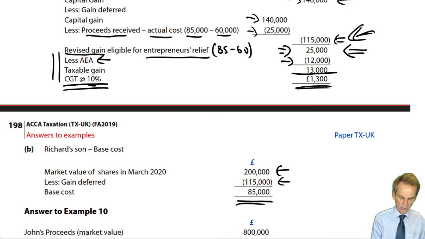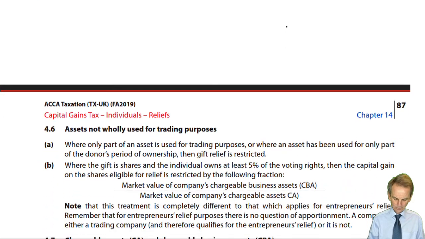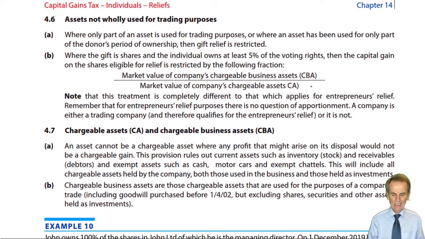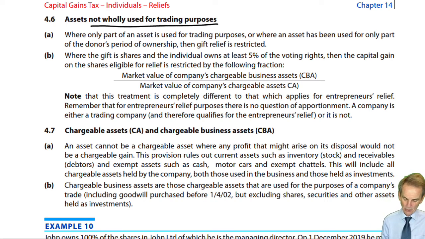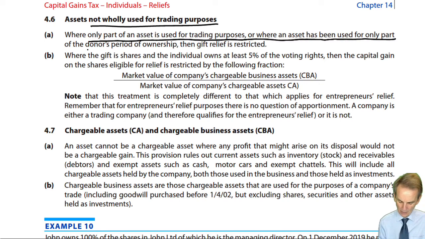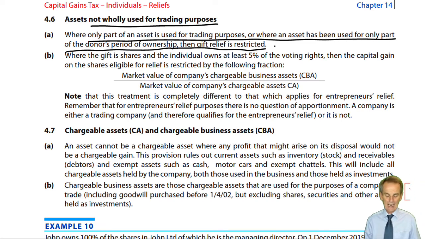Okay. One final issue to deal with now, and that is the same problem as we had when looking at rollover relief, and that is if the asset in question, not all of it is said to be a business asset to be used within the trade. So, assets not wholly used for trading purposes, where only part of an asset is used for trading purposes, or an asset has been used for only part of the donor's period of ownership, then gift relief is restricted, again on a proportionate basis.